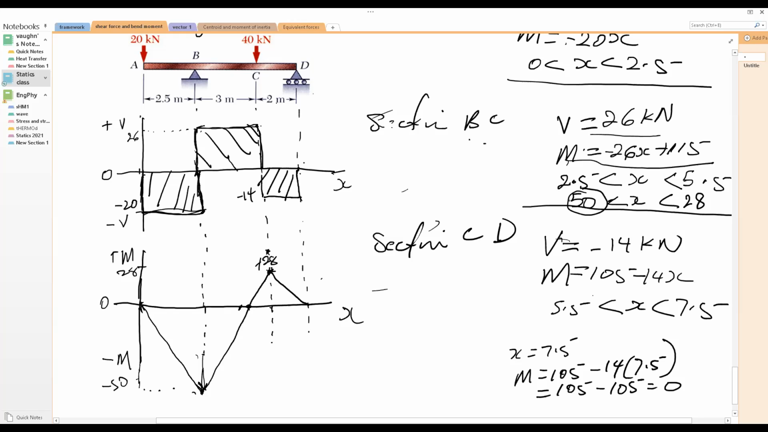When you put in 5.5, are you sure you got positive 28? Positive 28 for which one? When you put in 5.5 for section BC. Let's check that again. There's minus 26 times what? 5.5? Let's check and see what we get. We get minus 143, don't we? Yeah. Add 115. What do we get now? Oh, we're getting minus 20. Oh, we get a minus value.